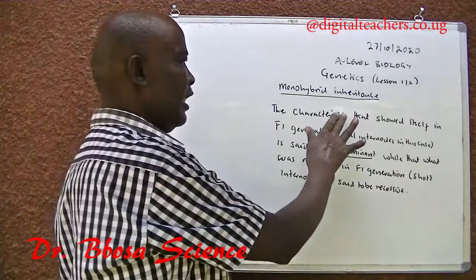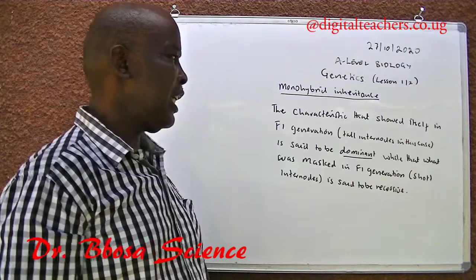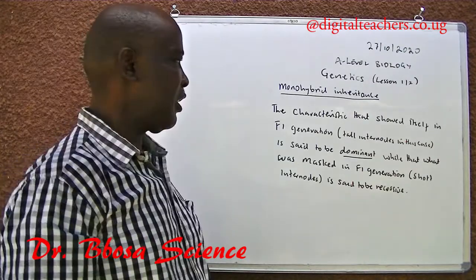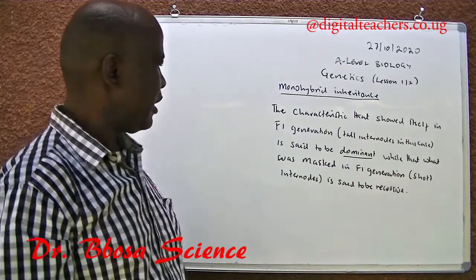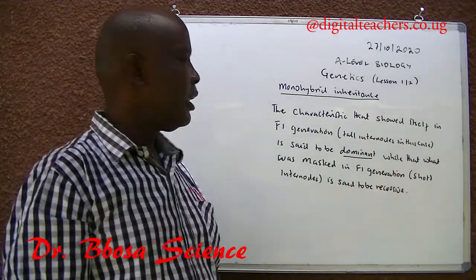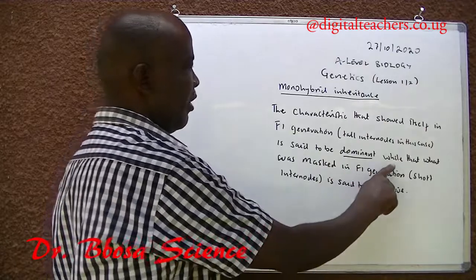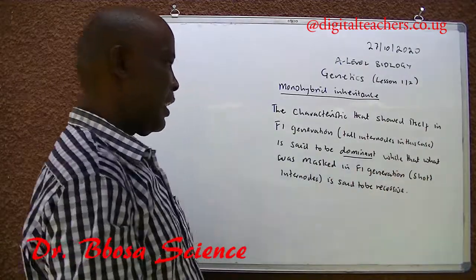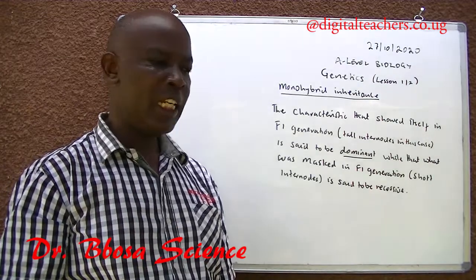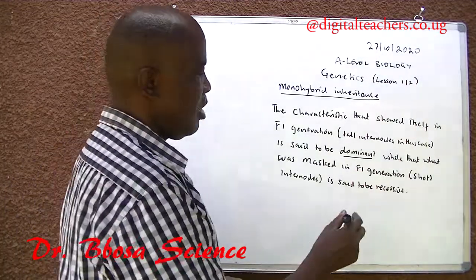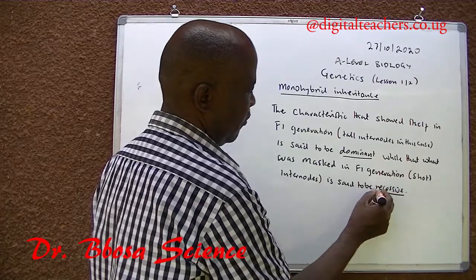The characteristic that showed itself in F1 generation, in this case tall internodes, is said to be dominant, while what was masked in F1 generation, in this case short internode, is said to be recessive.